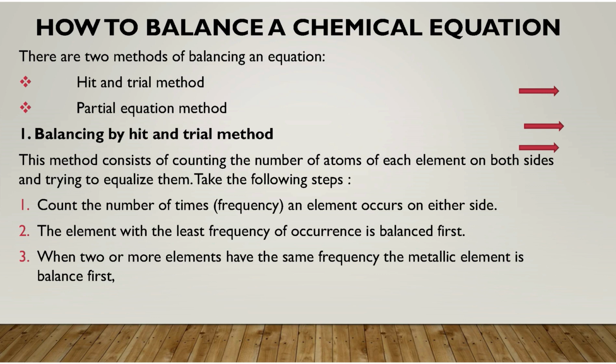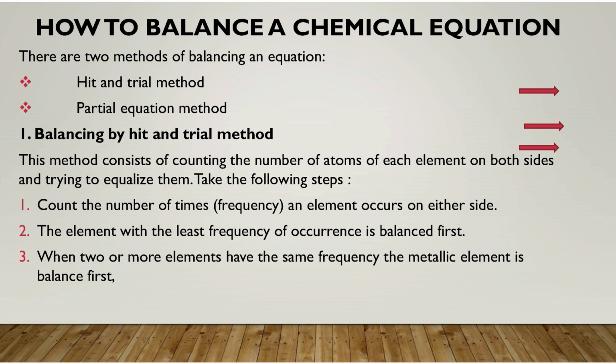In this method, there are the following steps which we have to follow. First step is to count the number of times an element occurs on either side. First we count the number of elements on both sides, reactant side as well as product side. Then the element with the least frequency of occurrence is balanced first. This is the point to be noted: the element which has the least frequency will be balanced first.